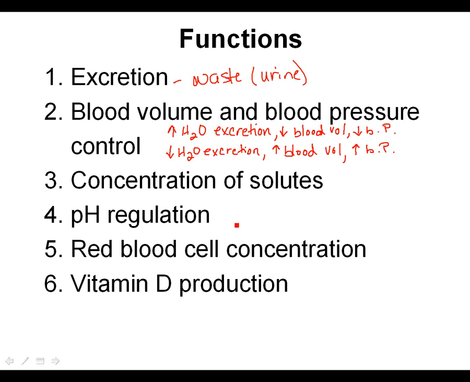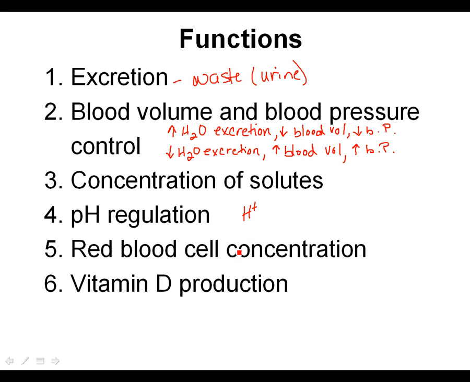The next one is the pH regulation, and the kidneys are going to secrete variable amounts of the hydrogen ions. Remember, the measure of the hydrogen ions is the measure of the pH. So by regulating the hydrogen ions, it regulates the pH.